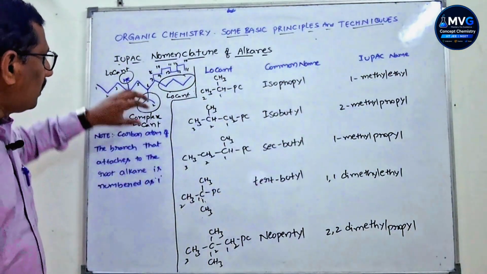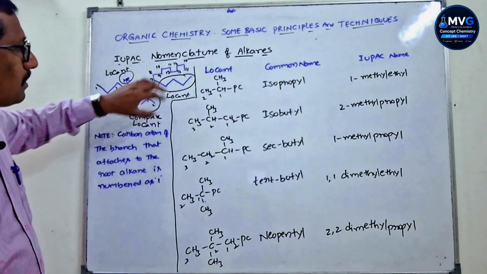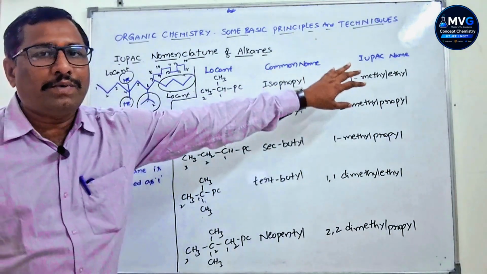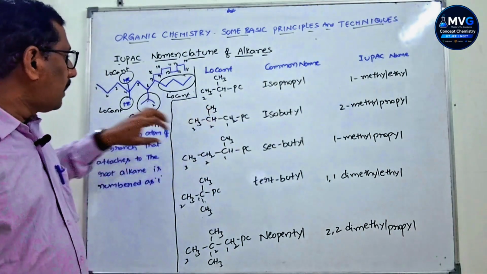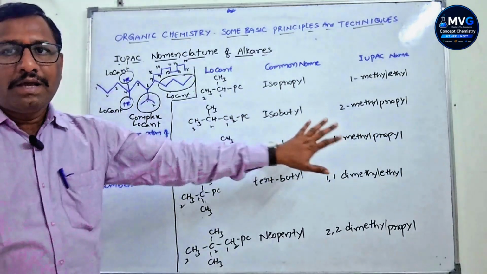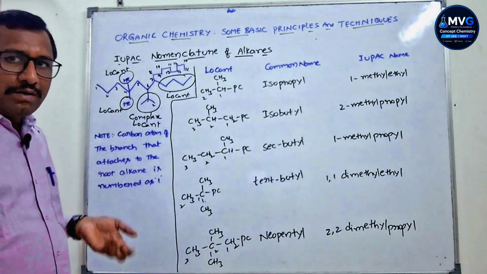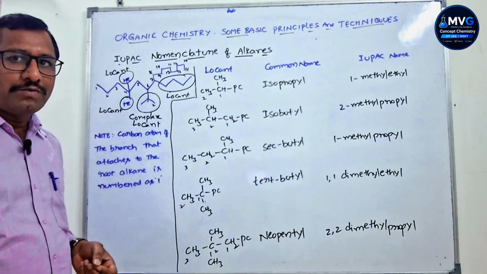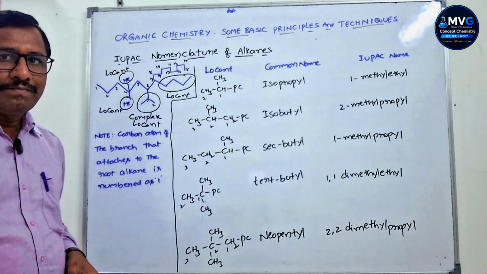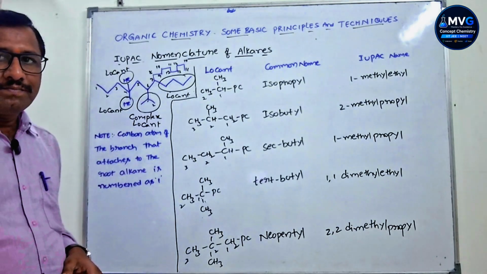These are all the complex locants. If it is there, this locant, we will give the naming like this. If it is there like this, we will give the names like this. The complex locants I have explained, students. Next we will do some problems, some examples we will discuss. You will get the clarity. Please note down, students.